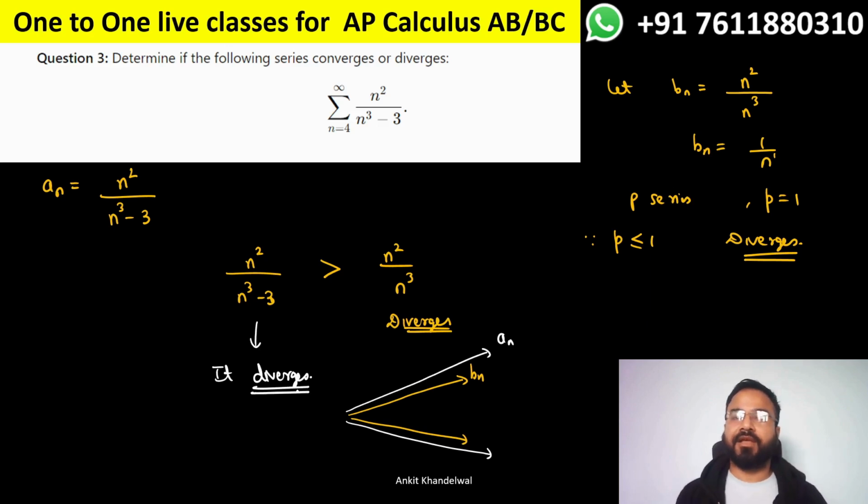So therefore it diverges. I hope you have understood the concept of this thing. By comparing, you just have to assume a bn with known terms, and you should know its nature already, and just by drawing this diagram you can easily compare which one is diverging and which one is converging, or whether the test fails or not.